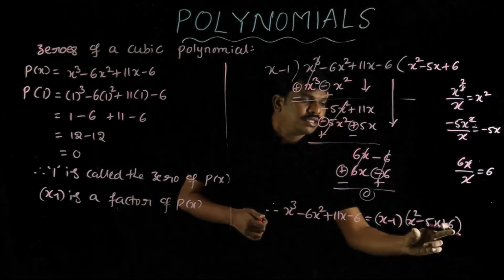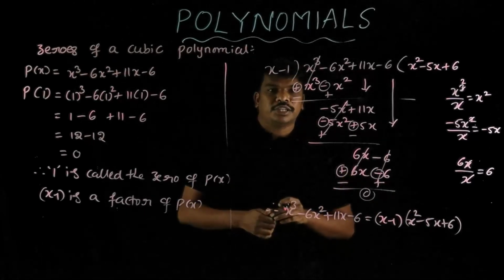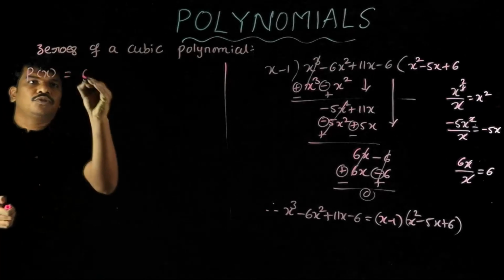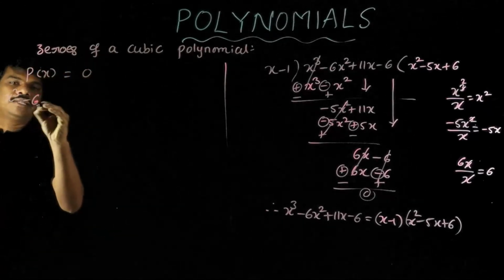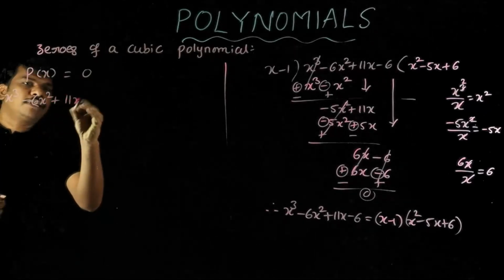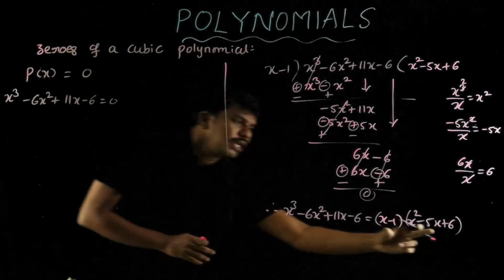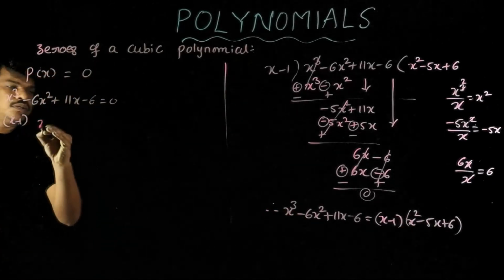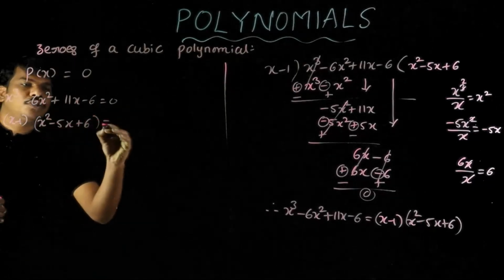Now by splitting this quadratic polynomial into two more linear polynomials, we will get the three zeros. By taking the given polynomial as equal to 0, that is x cube minus 6x square plus 11x minus 6 is equal to 0. In the place of the given polynomial, we can write the product of these two, that is x minus 1 into x square minus 5x plus 6 is equal to 0.